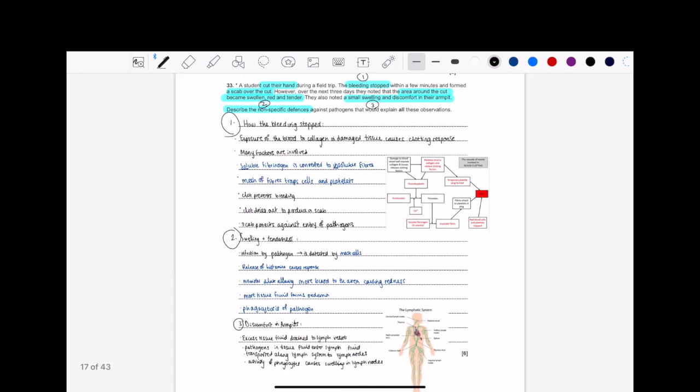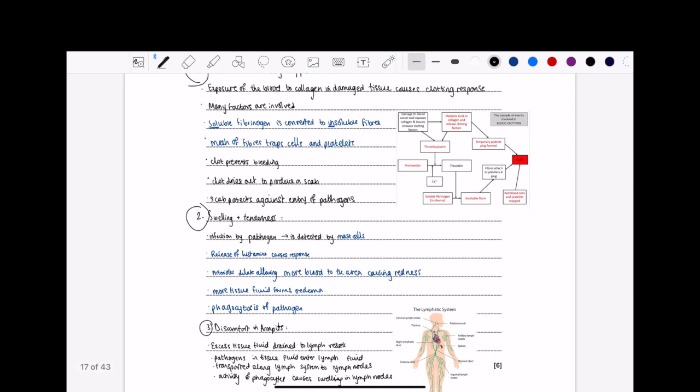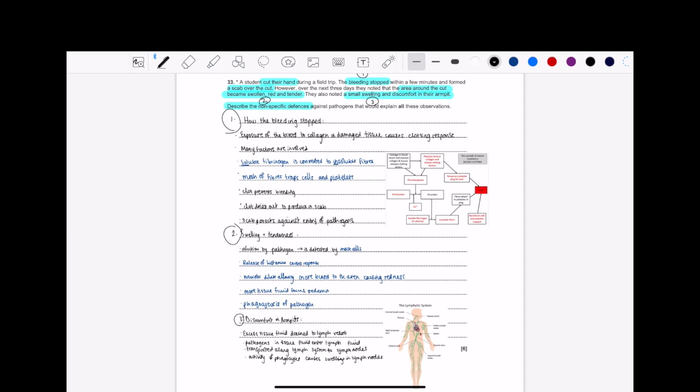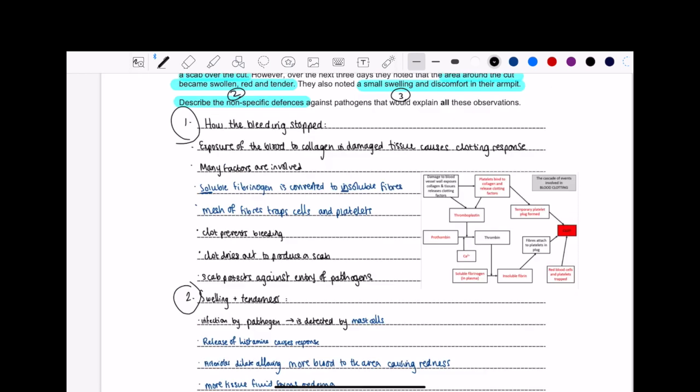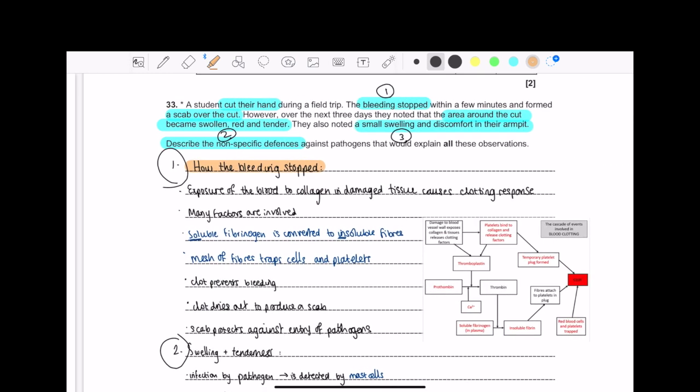So this is the answer. It's a lot going on, but we'll go through it together. Essentially, I've basically spelled it out. I just described each process, 1, 2, and 3. The first one is how has this bleeding stopped. That's me telling myself about the clotting cascade mechanism.